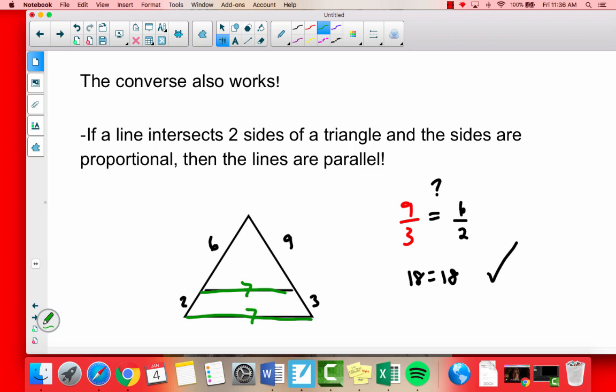All right, so this is just going reverse. So here I didn't tell you they were parallel. You had to determine that by setting up your proportion. And if you get those same answers on each side of your equal sign, then that means it is parallel. All right, so it's just the same thing as the first slide, just reversed.